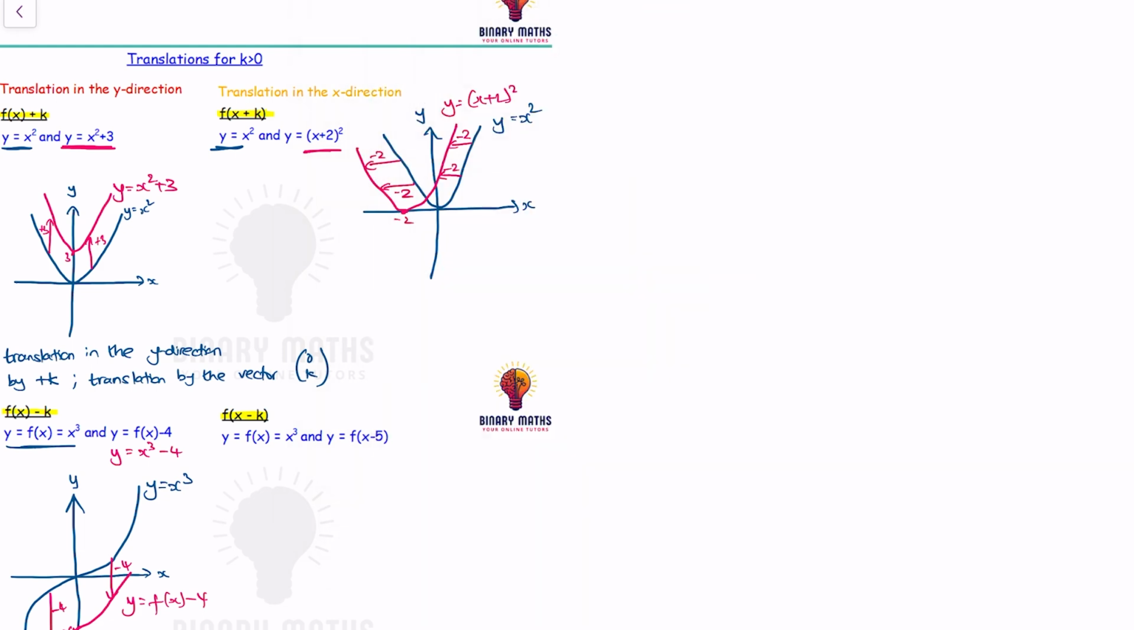So if I were to write it out in words, it's a translation in the x direction. Now, even though it's f of brackets x plus k, it's by negative k, okay? So it's always opposite when it's the x that's being affected. So in other words, it's a translation by the vector minus k, 0.